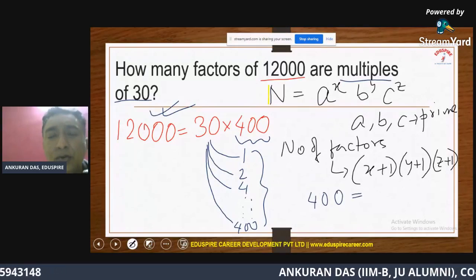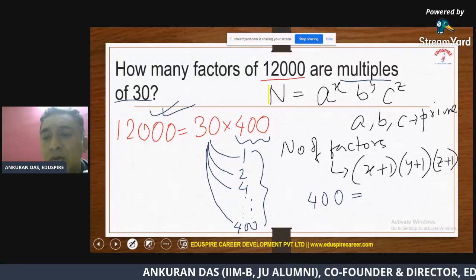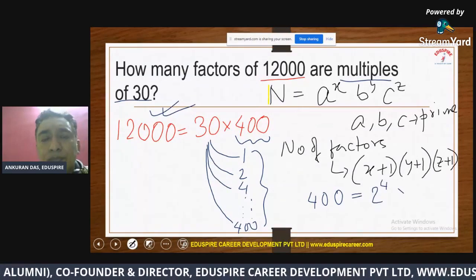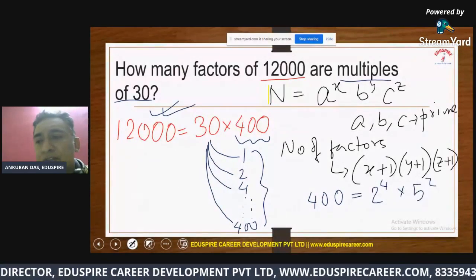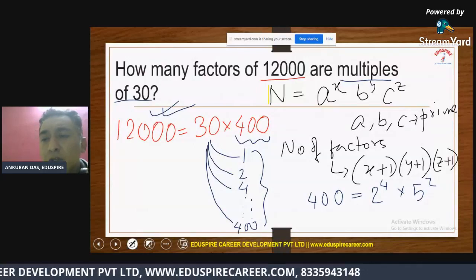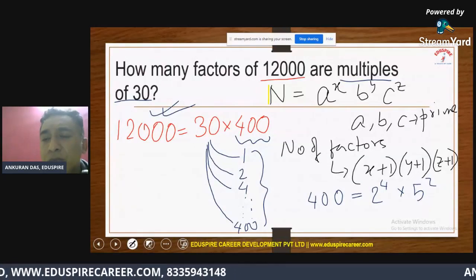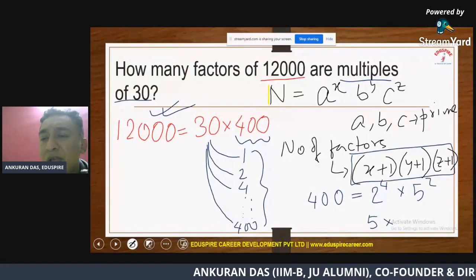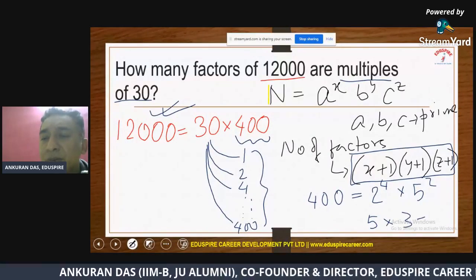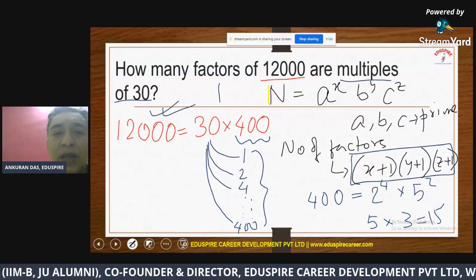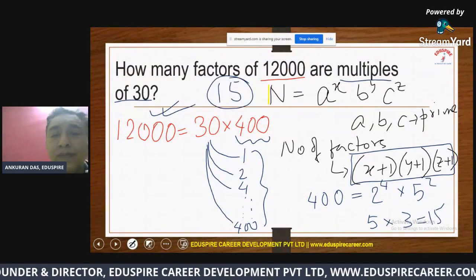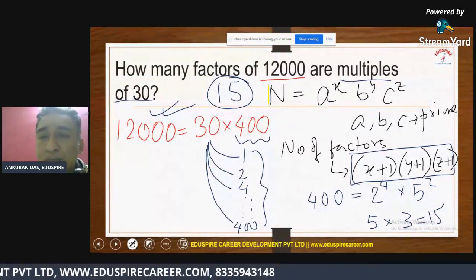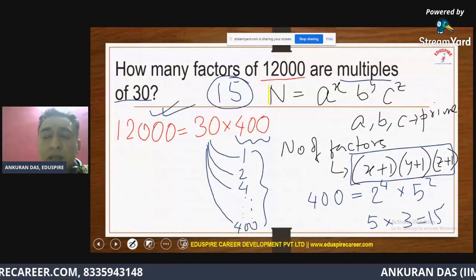All right, now if I want to count the number of factors of 400, I need to do prime factorization first. So 400 looks like 2 to the power 4 into 5 square. All right, that is 16 into 25. So the number of factors, of course, will be, if I look at this fundamental, 5 into 3, which is 15, which means my answer to this question will be 15. I hope that was clear to all of you. Okay, so I will take you to the next one.